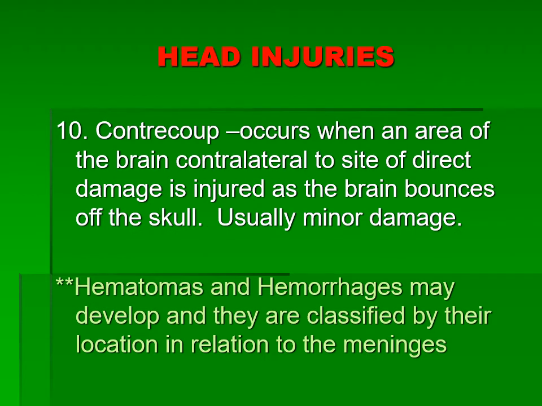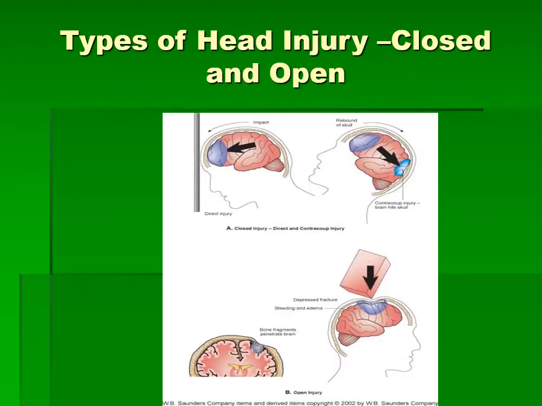Contrecoup occurs when an area of the brain contralateral to the side of direct damage is injured as the brain bounces off the skull. Usually the damage on the opposite side is minor compared to the damage from the initial impact side. Hematomas and hemorrhages may develop, and they are classified by their location in relation to the meninges.